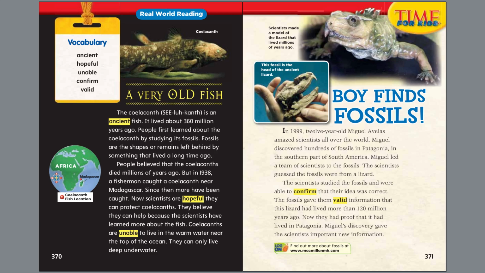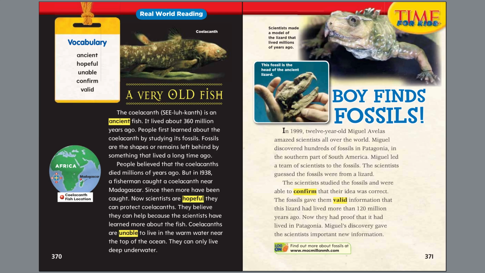1999. Yes, fantastic. 12-year-old, how do I spell it? Miguel. Miguel. 12-year-old Miguel Avalos, a male scientist. I'm not entirely certain how to pronounce his last name, but I would guess Avelas? Avalos. Maybe. Miguel Avalos, a male scientist all over the world.